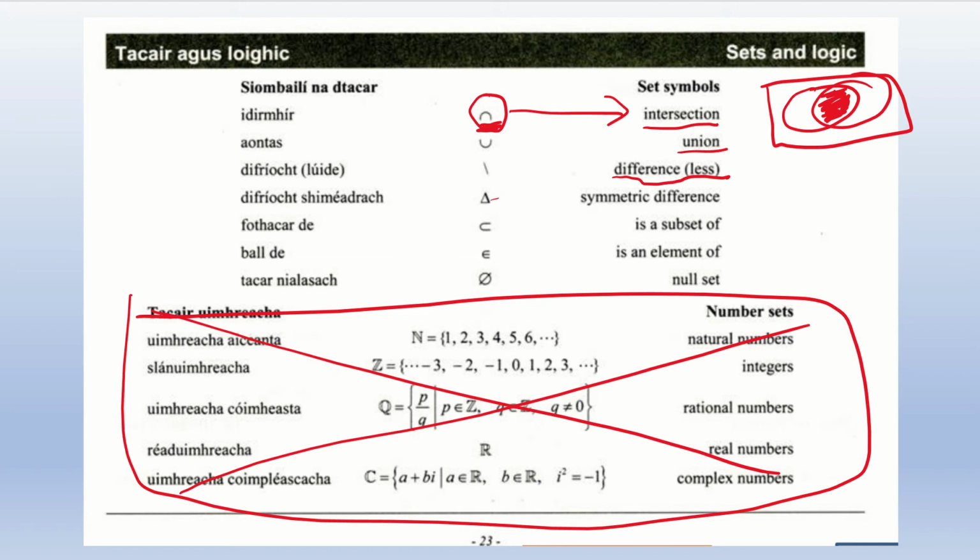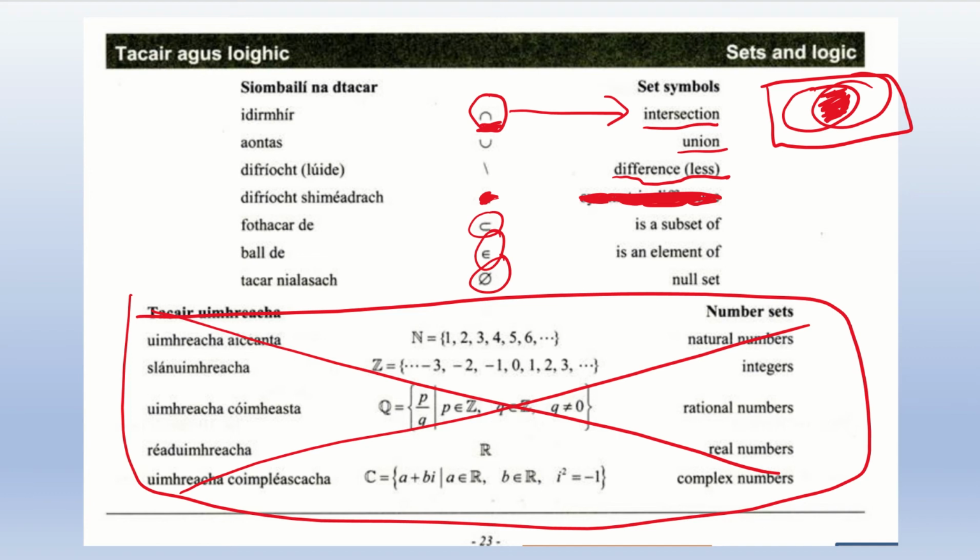Symmetric difference, this triangle, doesn't come up in your Junior Cert. So you can learn that if you want, but in regards to Junior Cert, that's not going to be asked. So I'm just going to put a line through that. For now, you don't need to know that. You've got your subset, element, and null set there as well.